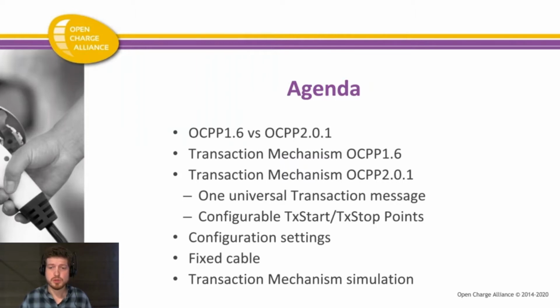So first I want to quickly go over some of the differences between OCPP 1.6 and 2.0.1. Then I will focus on the transaction mechanisms of the respective versions. So for 1.6 and then for 2.0.1. And the main differences which have been made in the transaction mechanism of OCPP 2.0.1. After that, I will quickly go over some configuration settings that have impact on the transaction mechanism.